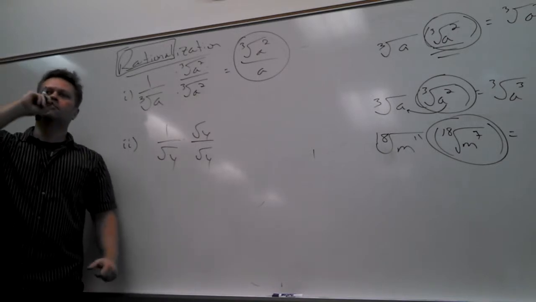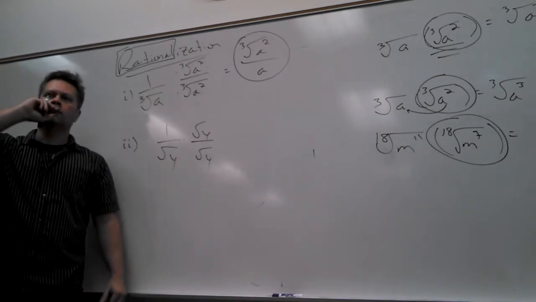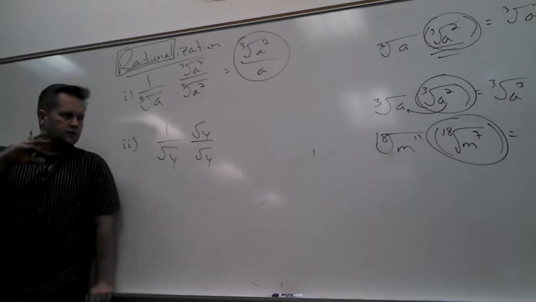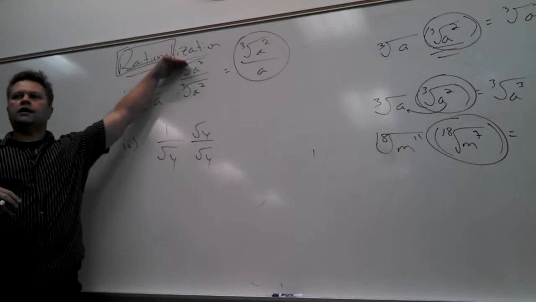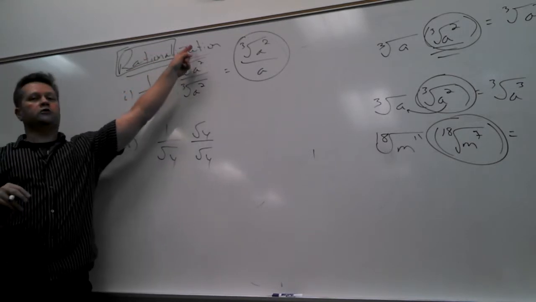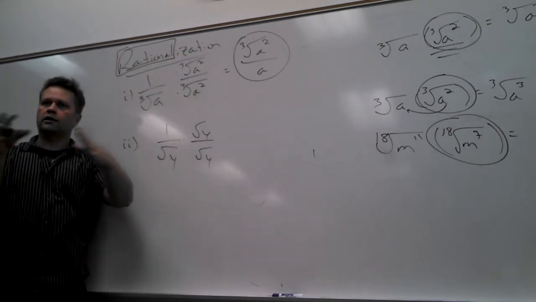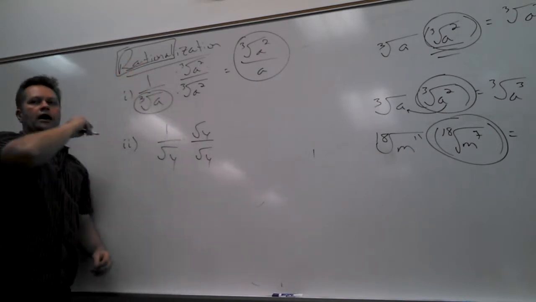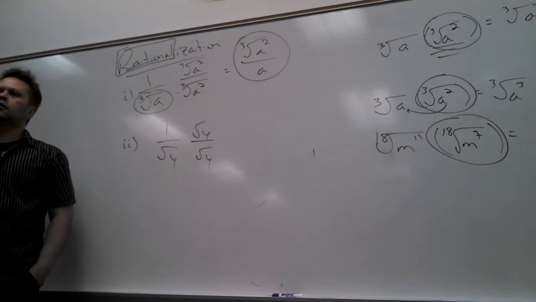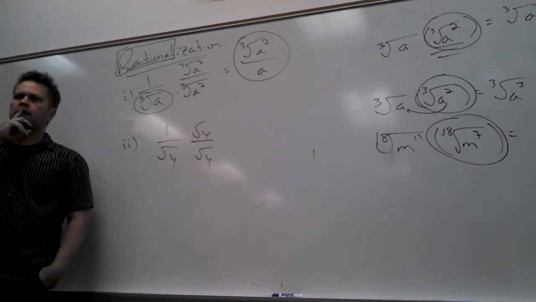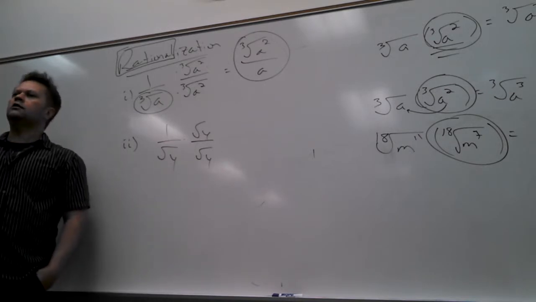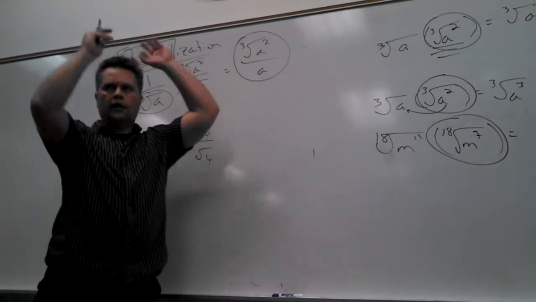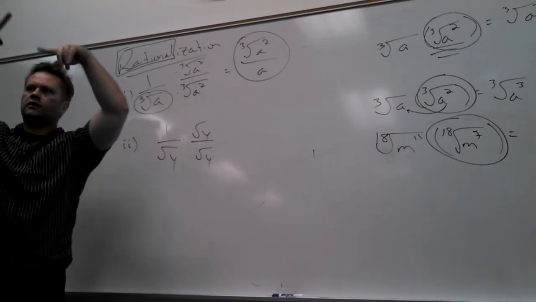Yes, ma'am? Why is that rationalization though? Should you not have that on the bottom or something? Exactly. And sometimes there are situations where we rationalize the top. So the homework will say rationalize the denominator, rationalize the numerator. But in general, it's convention to not end up with a radical on the bottom. So it's like simplifying. It's simplification. It's how we divide radicals.